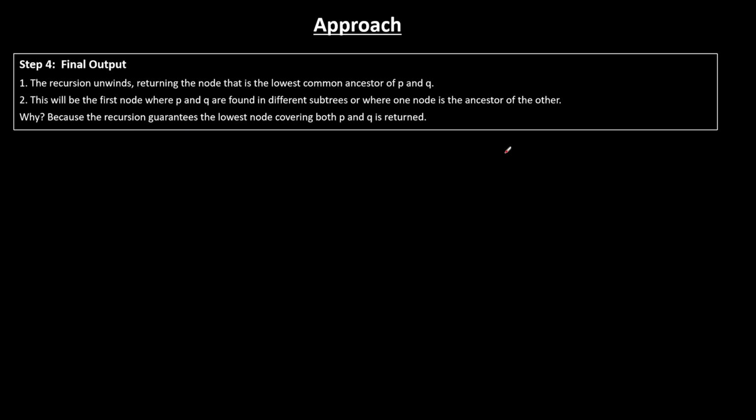Okay. Now, what is the final output? At step 4 we return the final output. The recursion unwinds, fine, recursion is complete. We return the node that is the lowest common ancestor of P and Q. So the function which we will write will return that node at the end. That is the LCA for our particular given root node.